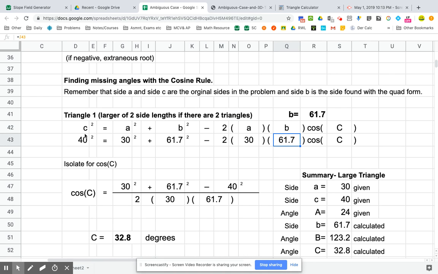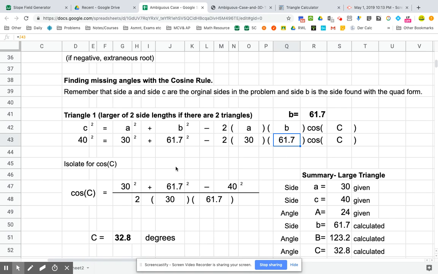Okay, so I'm going to substitute in my known values. C is 40. That was given. A is 30. That was given. We figured out B as 61.7 with the quadratic formula, minus 2 times 30 times 61.7 times cos of C.